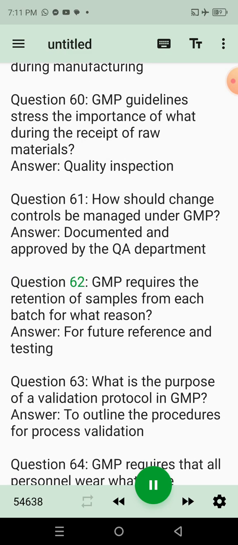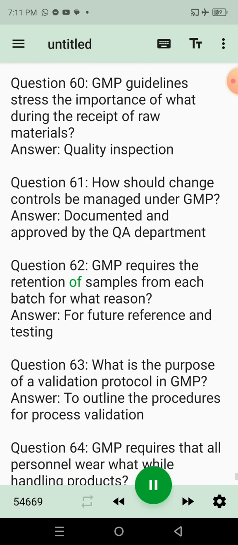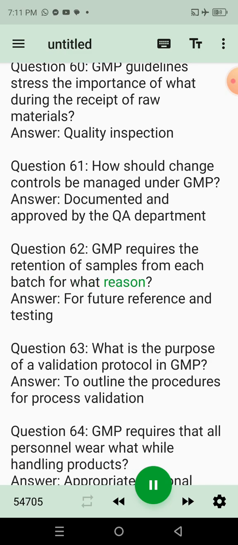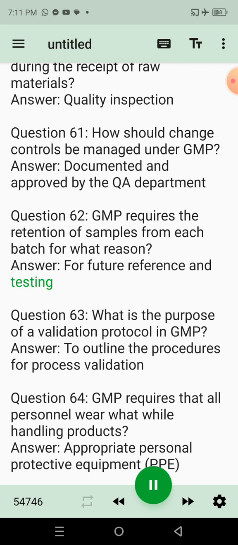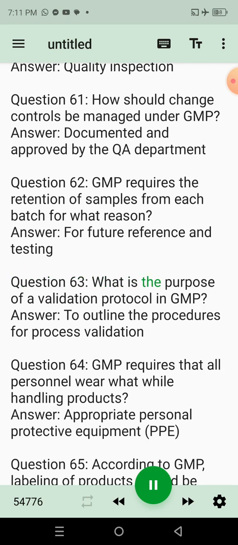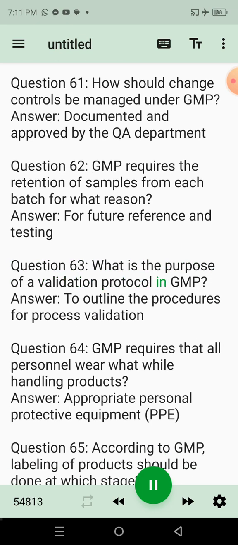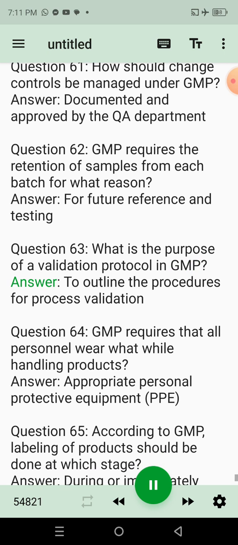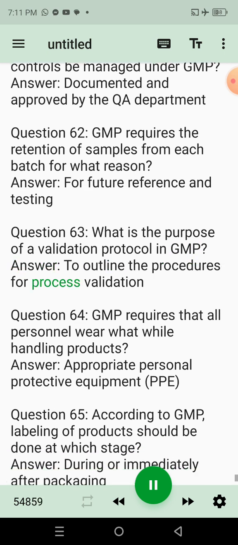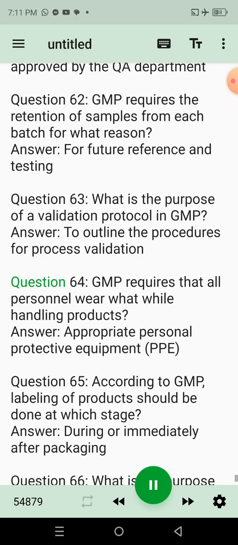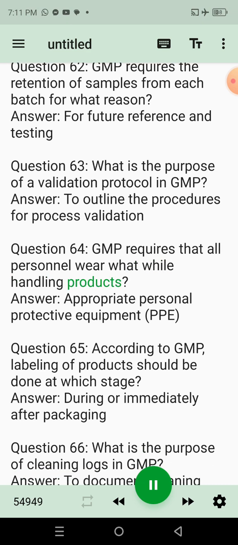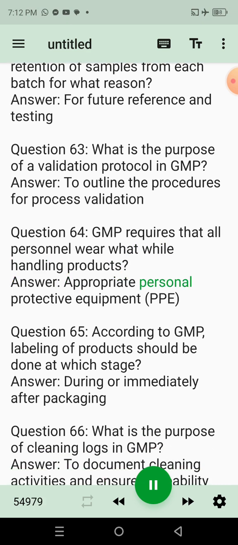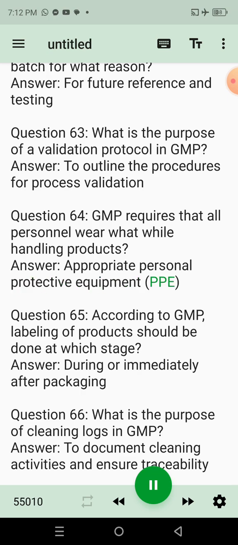Question 62. GMP requires the retention of samples from each batch for what reason? Answer: for future reference and testing. Question 63. What is the purpose of a validation protocol in GMP? Answer: to outline the procedures for process validation. Question 64. GMP requires that all personnel wear what while handling products? Answer: appropriate personal protective equipment (PPE).